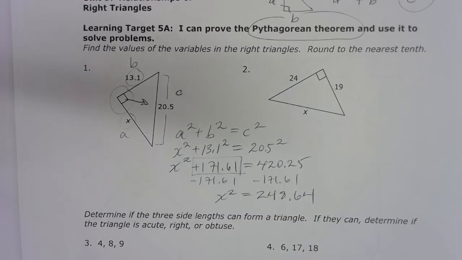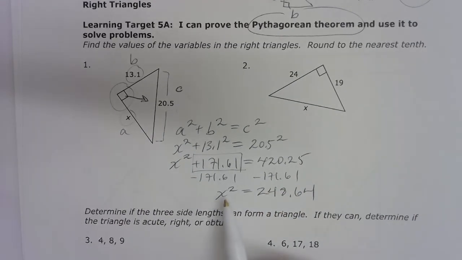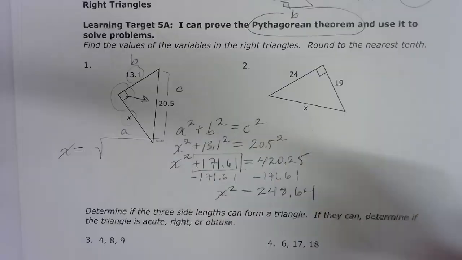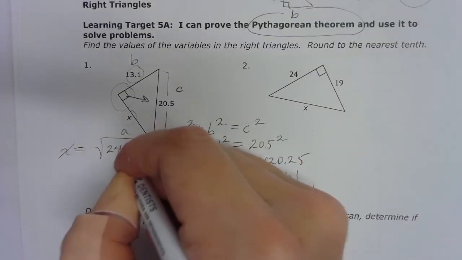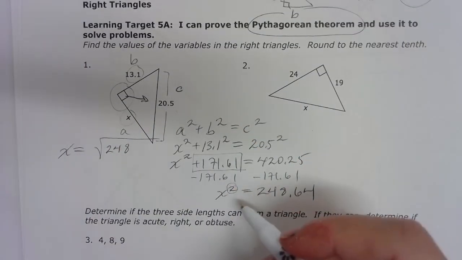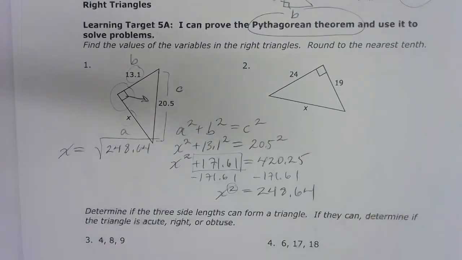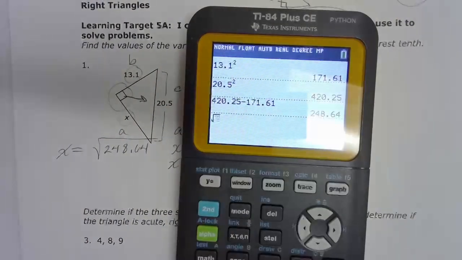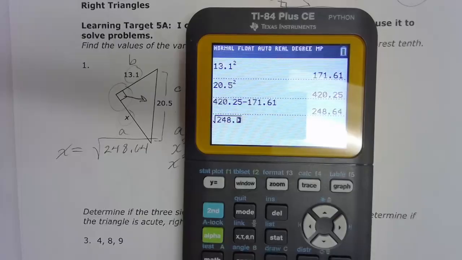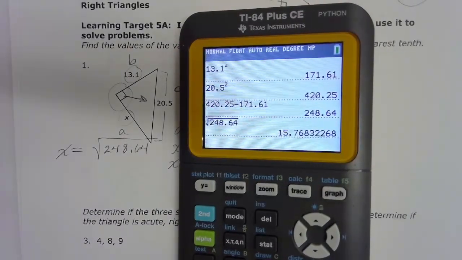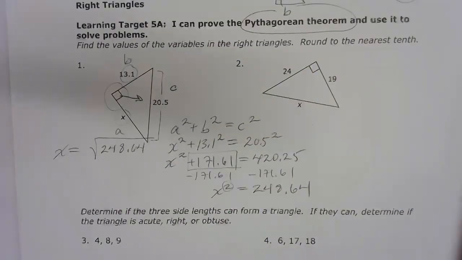Very nice. And so if x times itself is 248.64, what does x have to be? To find out, we'll square root both sides of this expression, because the opposite of being squared is square rooted. We take the square root of 248.64, and we get 15.7683228, which is approximately... ready?